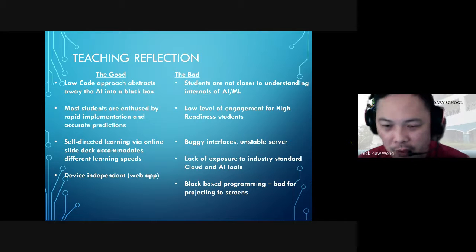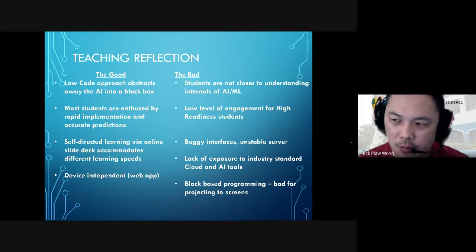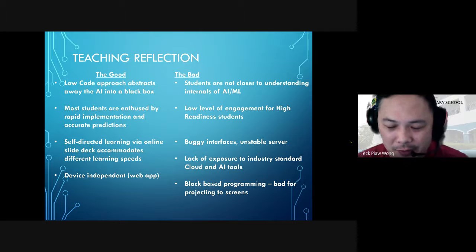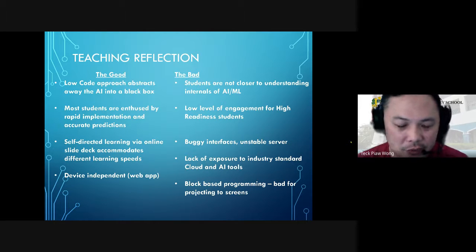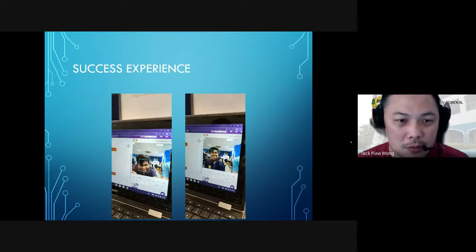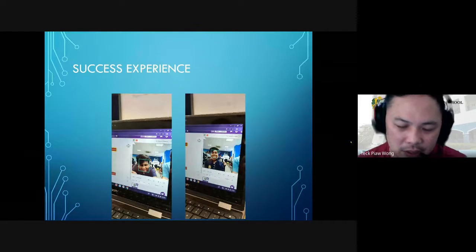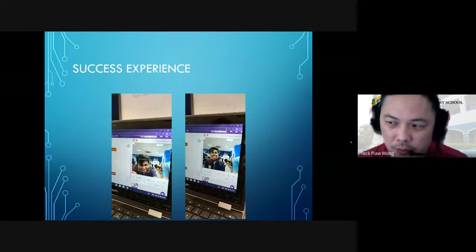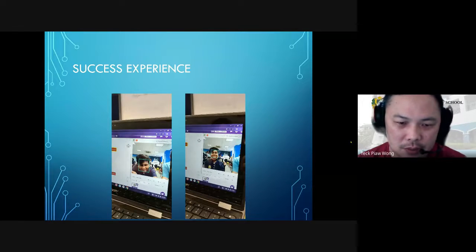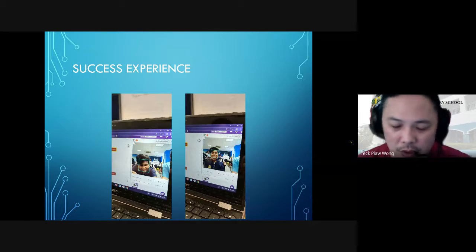Also, how much mileage we can get from PictoBlocks remains to be seen because it's not really an industry standard cloud AI tool, unlike AWS. And one more thing that we found out as teachers is that with block-based programming, don't take it for granted that you actually can project it very well onto screens for students to follow. So the success experience was experienced by a good part of the class because block-based programming was easy to implement. It's quite easy to drag in the code blocks, etc.